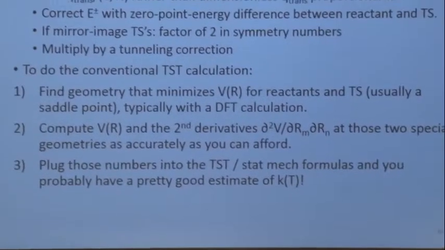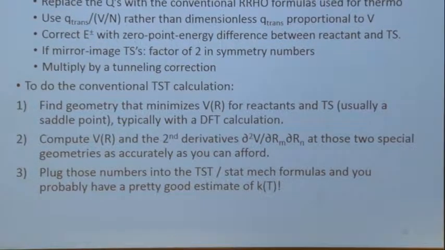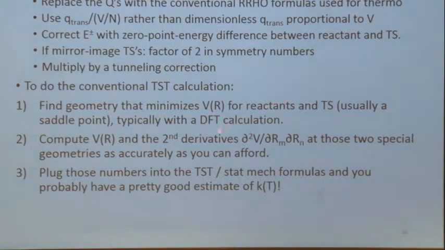Then you do the same thing for the minimum of the reactants. And then the difference between those two energies is very important. That's going to be the barrier height, the E. And so I'll try to do that with the highest level quantum calculation I can afford to do. I also try to calculate the second derivatives as accurately as I can afford to do. And these second derivatives will give me the frequencies that I need to compute the Qs. This energy at the saddle point, the energy difference, that's the E.